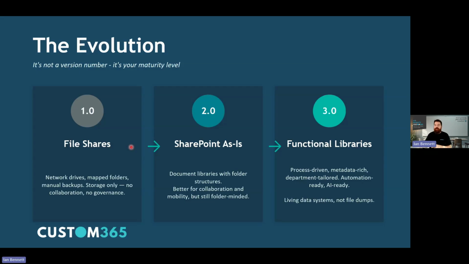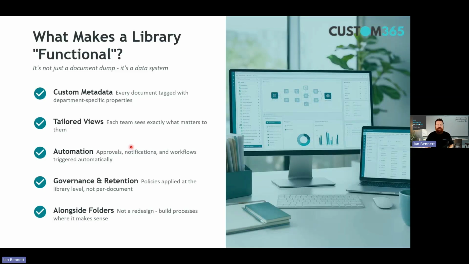And this 3.0 is really just around functional libraries. So like very specific use cases for the documents that live in that library. Okay, so this is where we're going to be heading. So what makes a functional library, right?